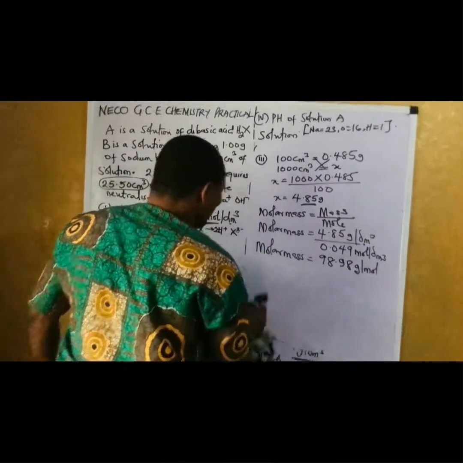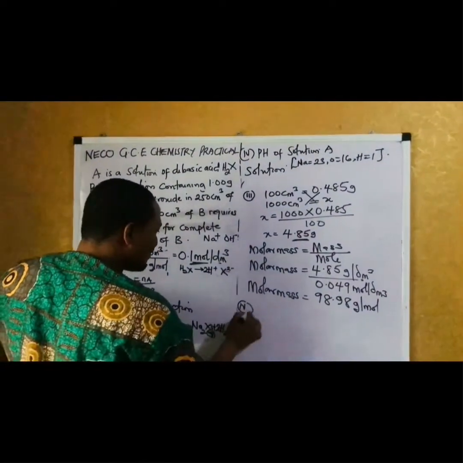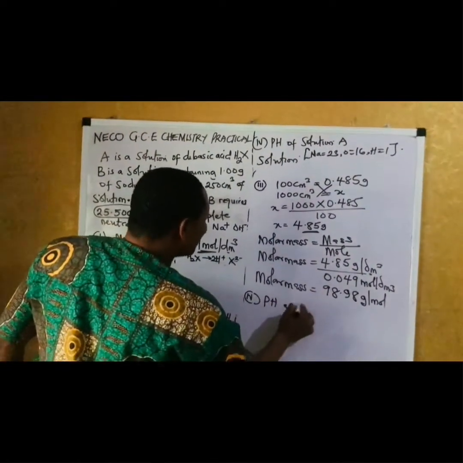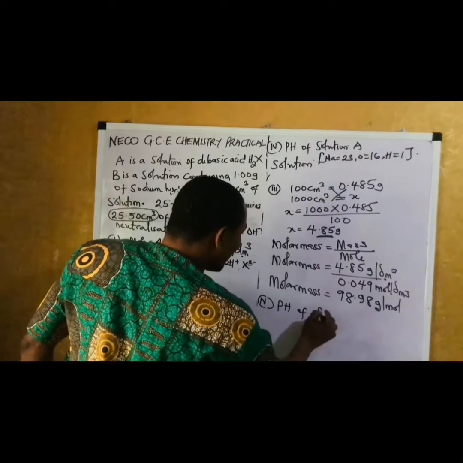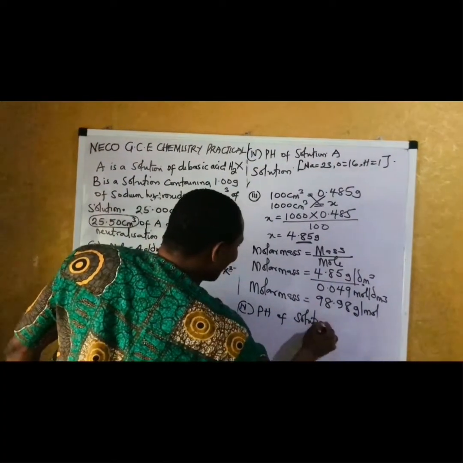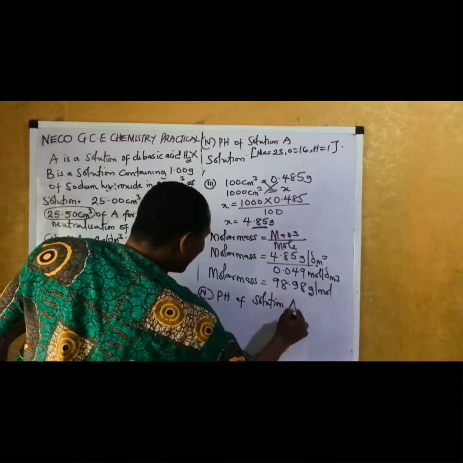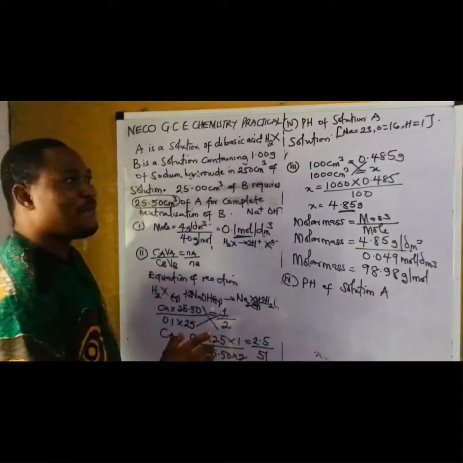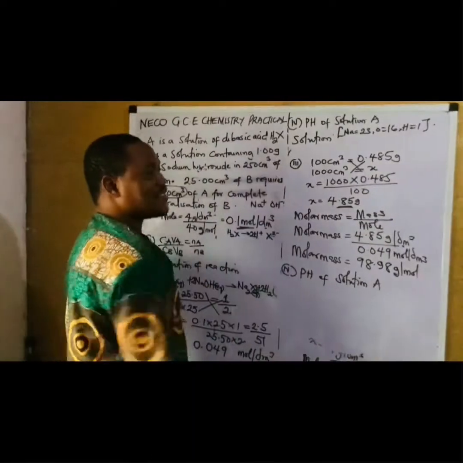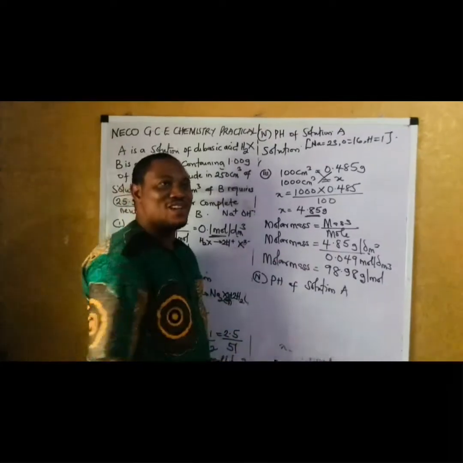The last question. Now look at this last question. pH of the solution. pH of solution A. That's the amount of hydrogen ion. Of course, I'm going to do a video on this. I think I'll talk about this topic. Very interesting topic in chemistry. Let's talk about the pH.